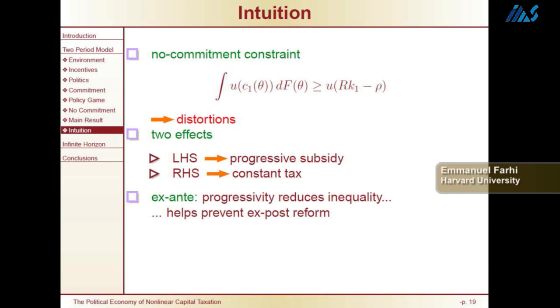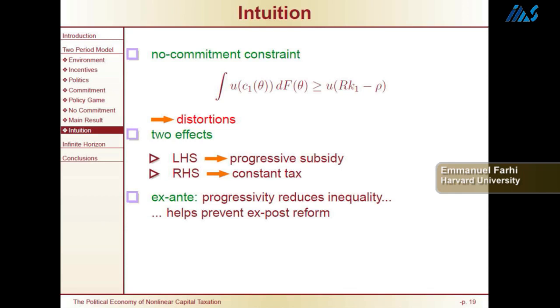So that's really what's behind this result. You see that it's really ex ante kind of considerations that are driving this. You want to propose a system that's progressive to make sure that the society doesn't become so unequal that bad outcomes happen, like revolutions or rewriting of constitutions or things like that. Any questions, or is it clear?